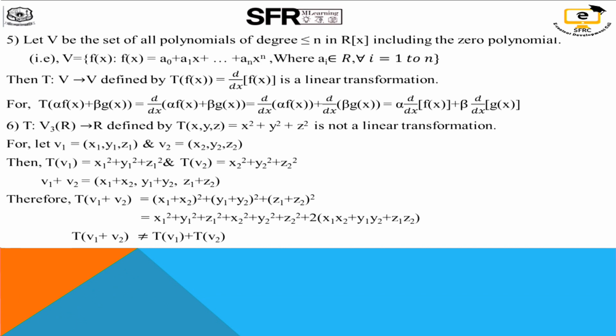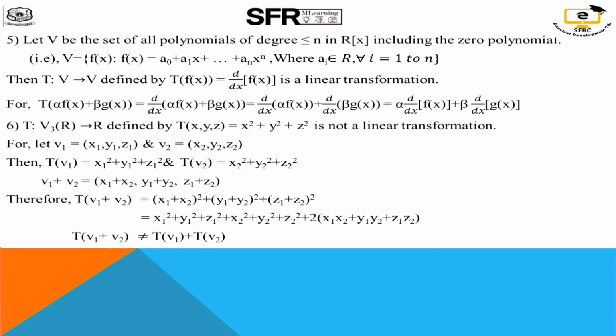And then the next example says, if you define a function from V3 over R to R, take an element from V3 over R, where V3 over R equals R power 3. Here the element is (x, y, z). The image will be in the real number system if you define it as x square plus y square plus z square. Here the condition fails, that is, addition is not satisfied. Therefore, it is not a linear transformation.